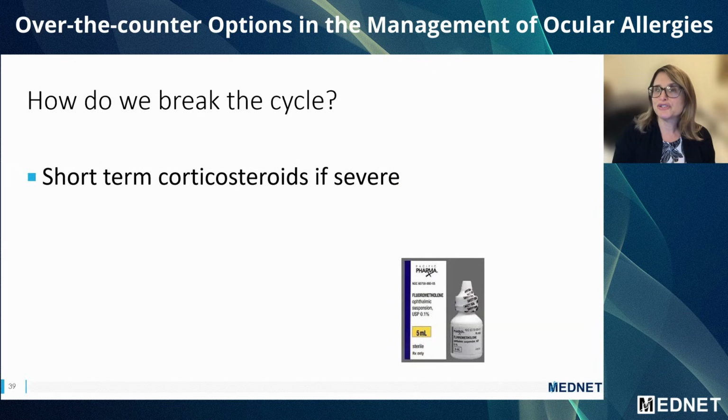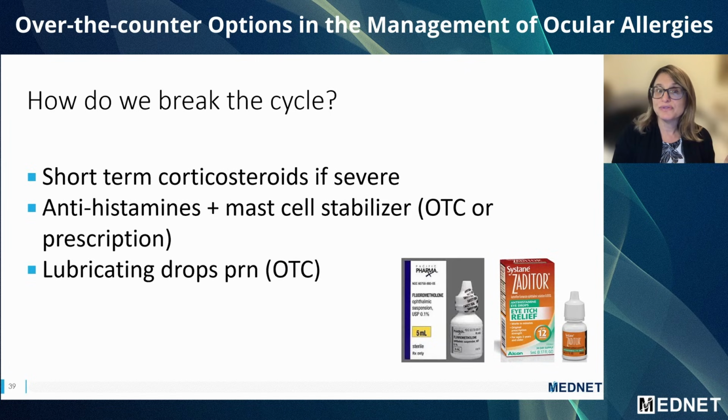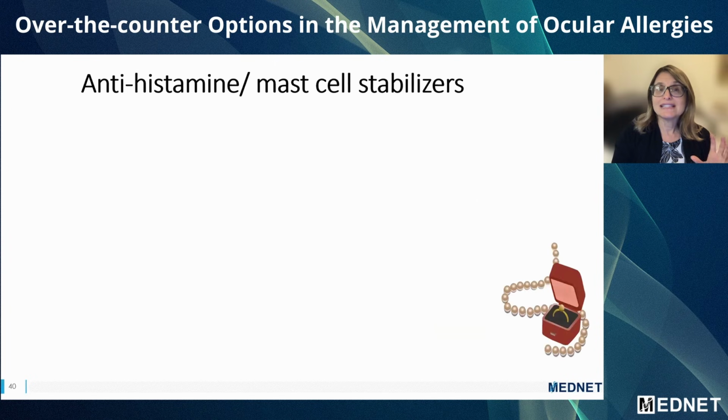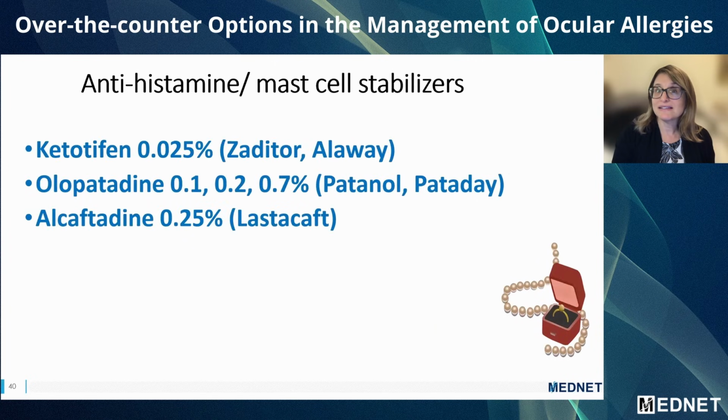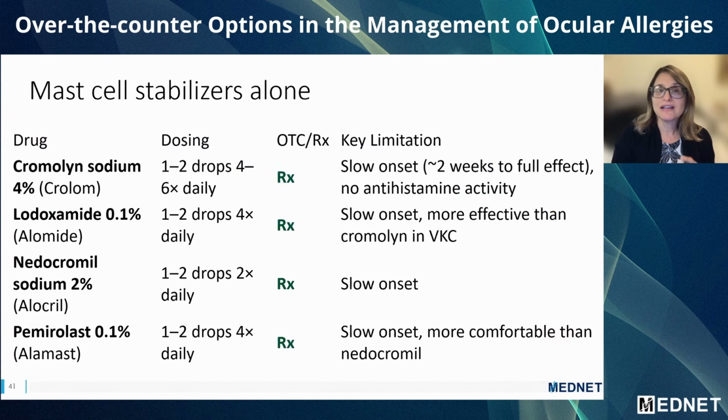Medically, though, short term, if the inflammation is severe, I use corticosteroids. But longer term, I like antihistamine mast cell stabilizer combinations. And I also use lubricating drops. Some of these antihistamine mast cell stabilizers are available over the counter, the ones in blue, and others require a prescription. Having said that, there are other options available, like mast cell stabilizers alone. We'll talk about them later.